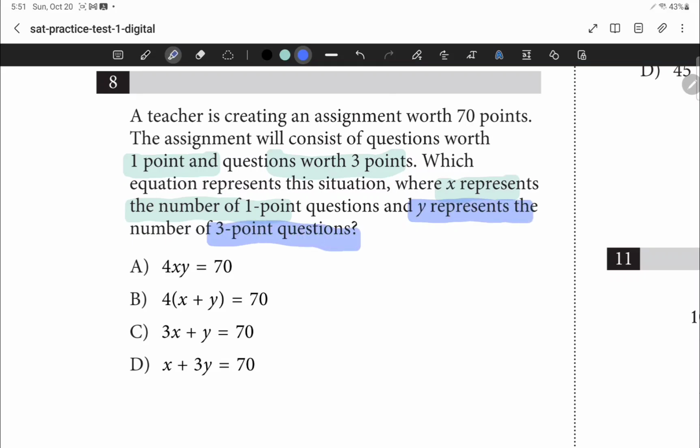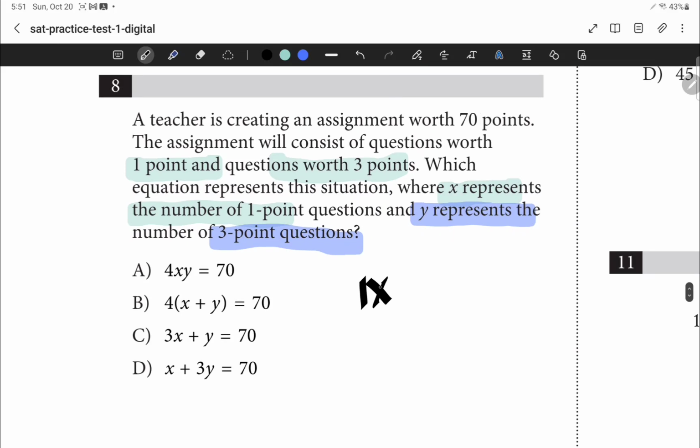Okay, so look at the difference. X is going to be represented by 1x, right? I said it all wrong. X is only worth 1 point. So if I have 10 x questions, that means that they're only going to be worth 10 points. Okay. Now y is worth 3 points. So let's say we have 4 y questions. How many points do we get?